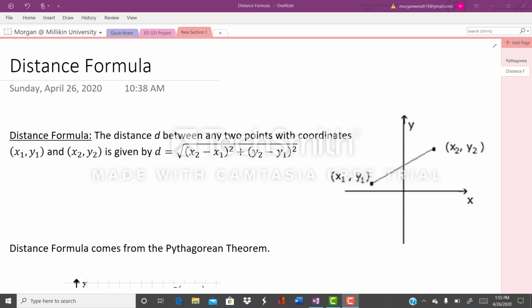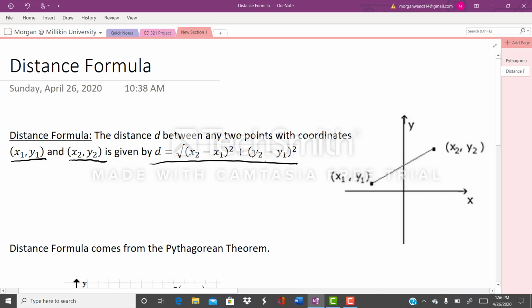So the distance d between any 2 points with coordinates (x1, y1) and (x2, y2) is given by this formula right here, which is d equals the square root of the difference of the x's squared plus the difference of the y's squared.